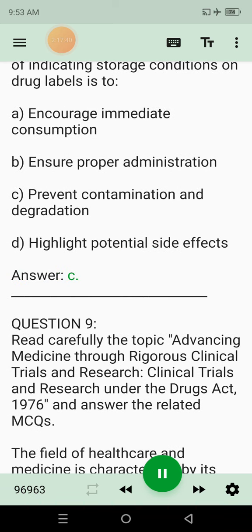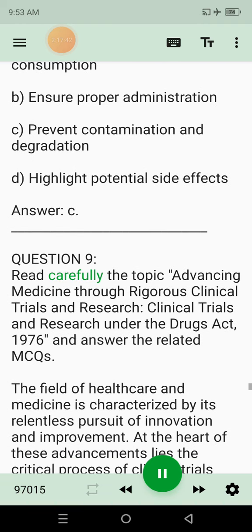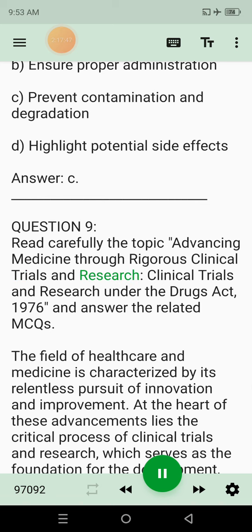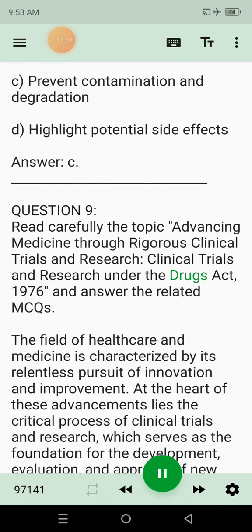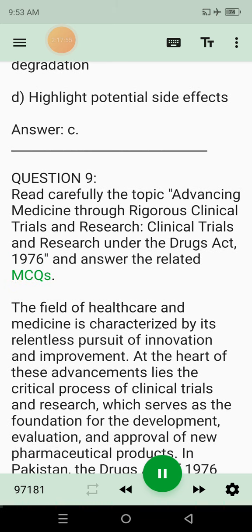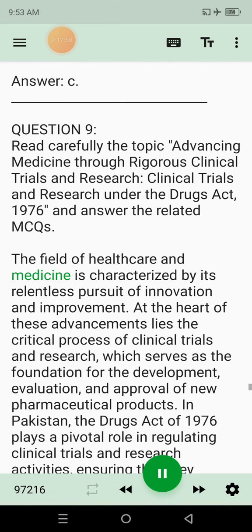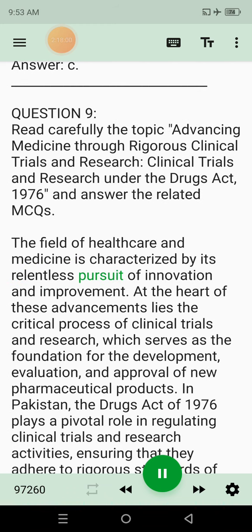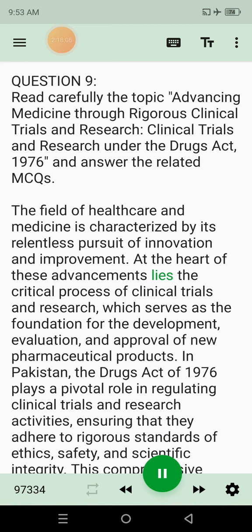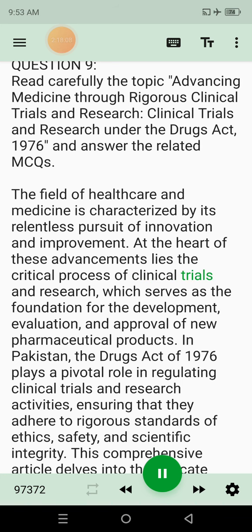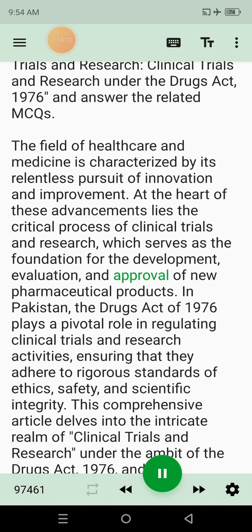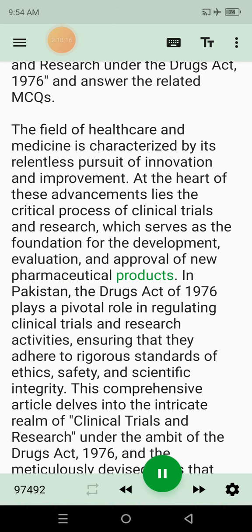Answer: C. Question 9. Read carefully the topic, Advancing Medicine Through Rigorous Clinical Trials and Research, under the Drugs Act, 1976, and answer the related MCQs. The field of healthcare and medicine is characterized by its relentless pursuit of innovation and improvement. At the heart of these advancements lies the critical process of clinical trials and research, which serves as the foundation for the development, evaluation, and approval of new pharmaceutical products.